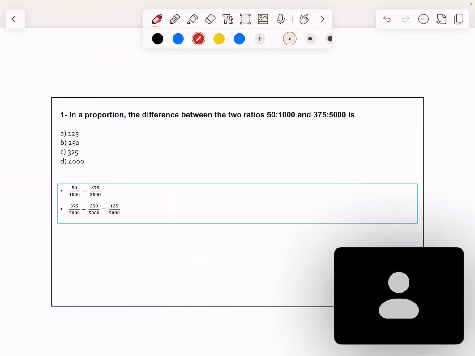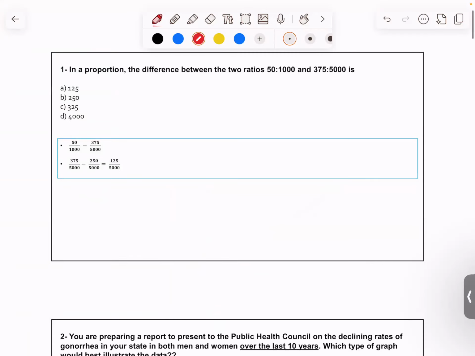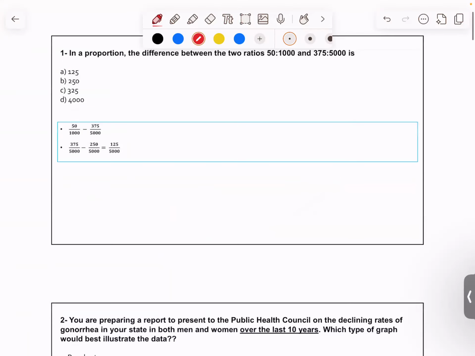Okay, question number 1. In the proportion, the difference between the two ratios 50 is to 1,000 and 375 is to 5,000 is A, 125, B, 250, C, 325, D, 4,000.